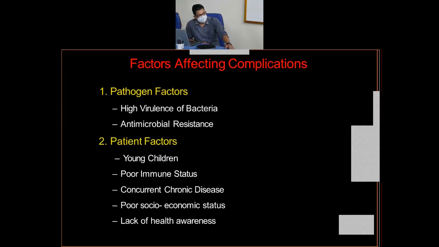Okay. Then patient factors are also responsible, like young children. As I already told, small children are more affected than adults. Then poor immune status, concurrent chronic diseases. If the patient has diabetes mellitus, hypertension, other chronic diseases, renal diseases, they are more prone to complication. Then poor socioeconomic status and lack of health awareness, because patients won't come to you with a few days of discharge, and they will keep this discharge for long, 2 years, 7 years, 10 years. After that, they will come with all complications.